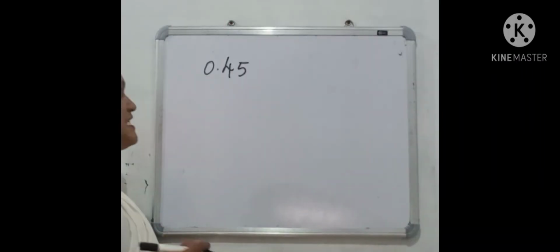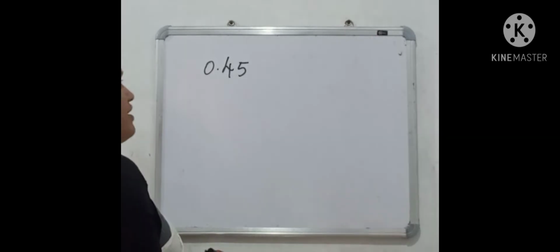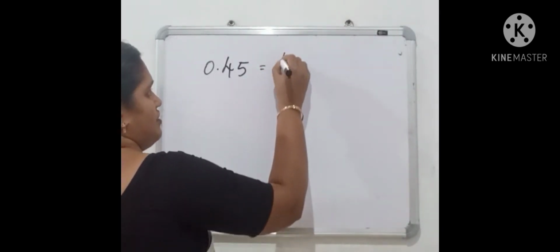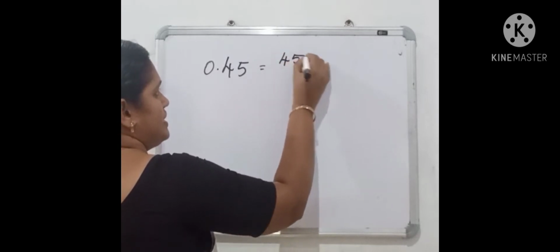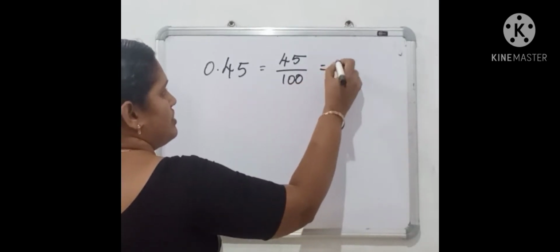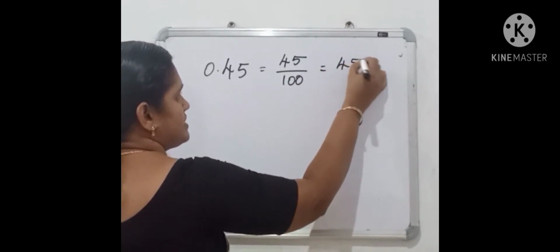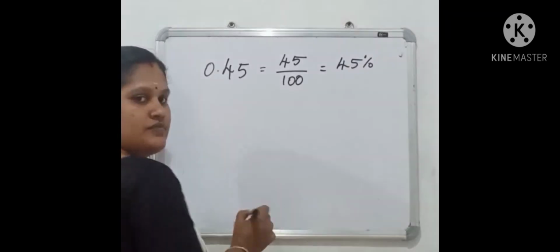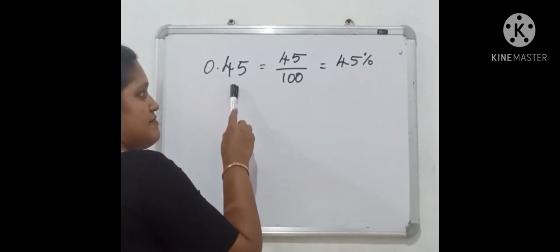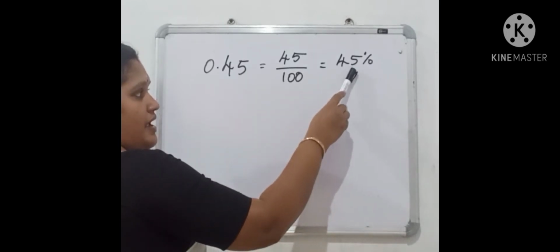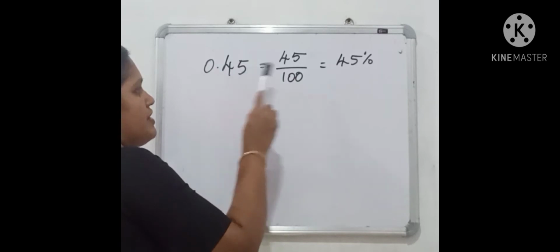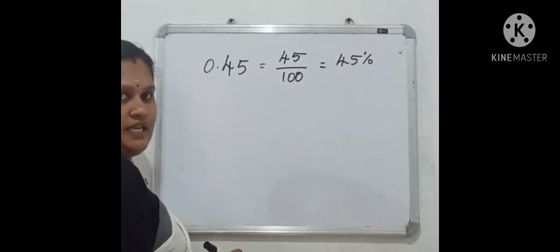Please consider the decimal 0.45. What is its decimal fraction? 45 by 100, which equals 45%. Clear? So, we can convert this decimal into a percentage. Clear? 0.45 is 45%. Understood?